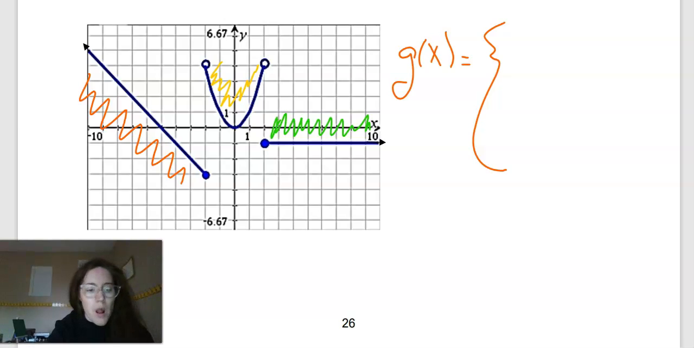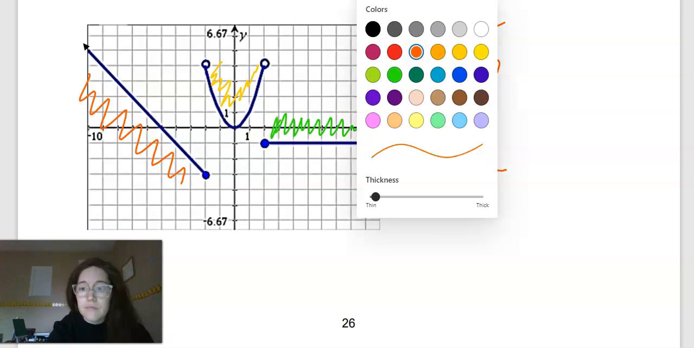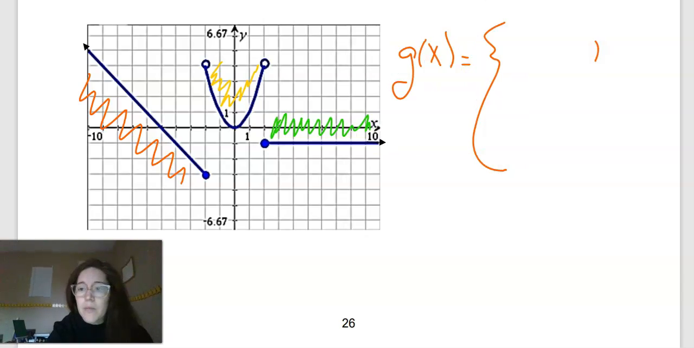This one, going forever until that -2. So the orange statement, I'm going to say that's going to happen when x is less than or equal to 2. All right? Then, looking at its equation.